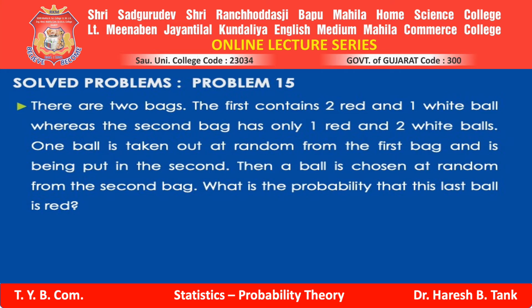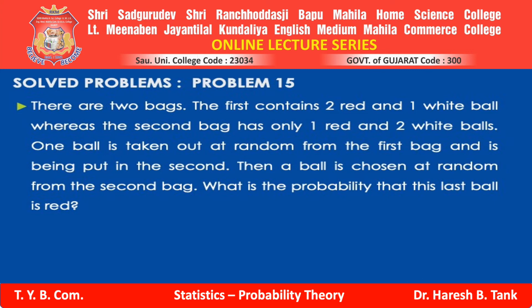There are two bags. The first contains two red and one white ball, whereas the second bag has only one red and two white balls. One ball is taken out at random from the first bag and is put in the second. Then a ball is chosen at random from the second bag. What is the probability that this last ball is red?